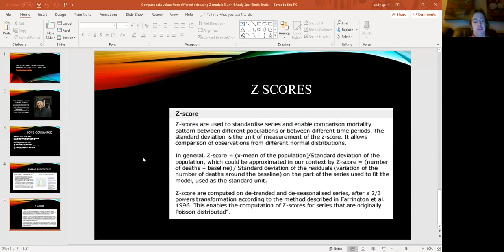Now, the z-scores are computed on a detrended and desynchronized series after a 2/3 power transformation according to the method described in Pirrington's 1996, this enables the computation of z-scores for the series that are originally Poisson distributed.